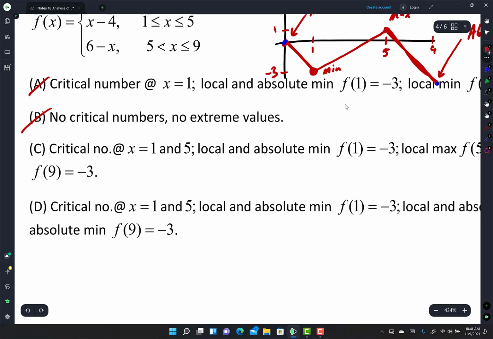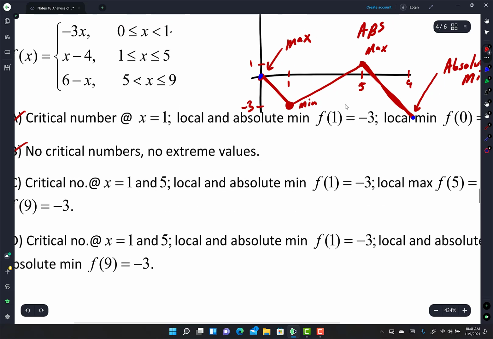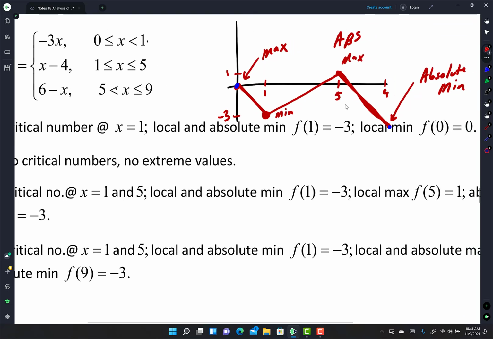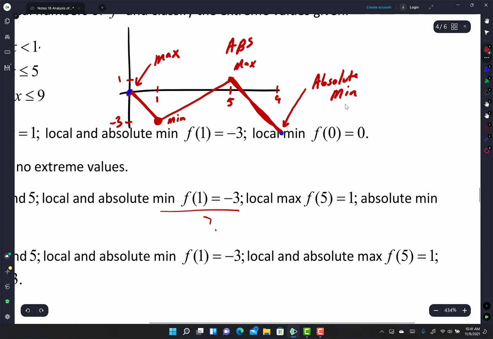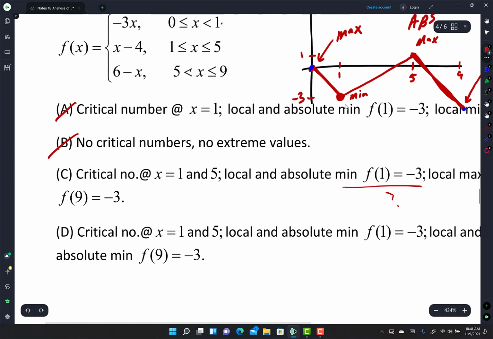Letter C, critical numbers at 1 and 5. That's true. Local and absolute min at f of 1 equals negative 3. Okay, we're going to question that. Local max at f of 5 equals 1. Uh-oh, did I mess up?